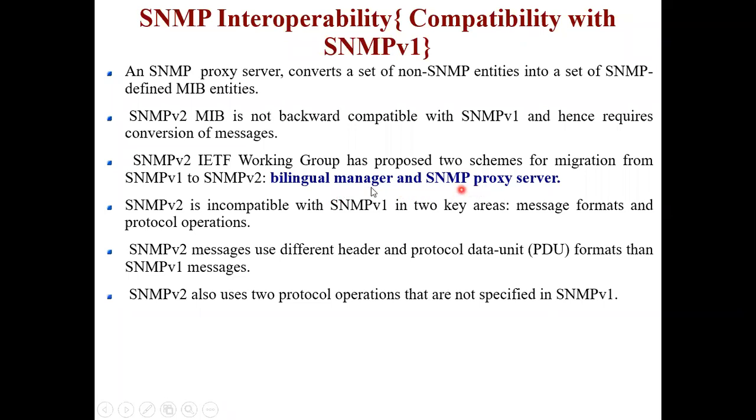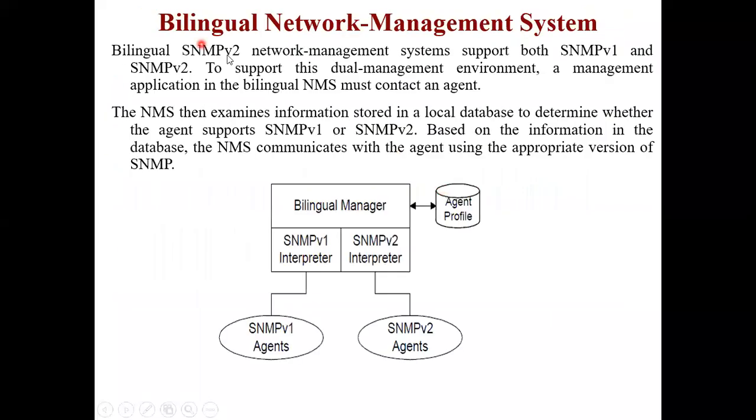Right now, I don't think you have a provision of a small question. You have 5 marks and a 10 marks question. So how the compatibility issue is solved in SNMP version 1. Okay, so you explain what is this problem and then you state these two methods and then you can explain the individual ones. So let us first see the bilingual network management system.